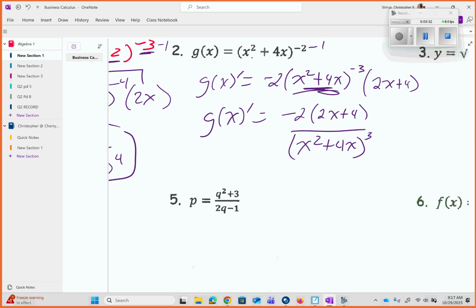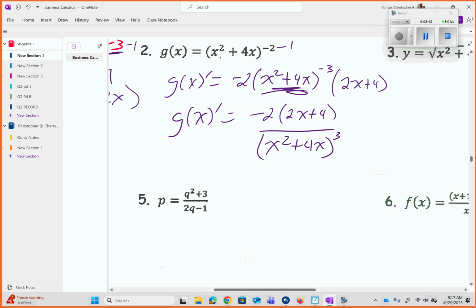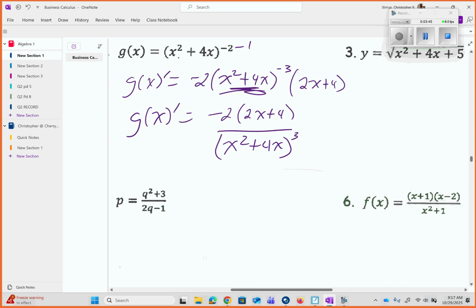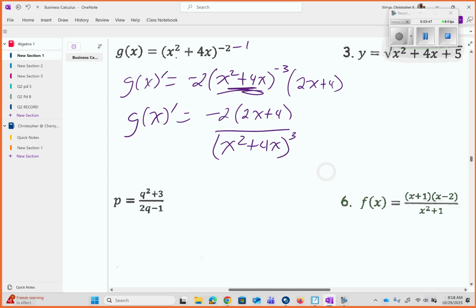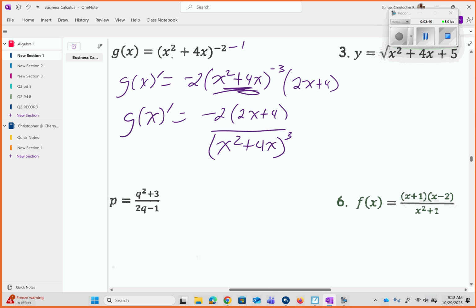And I don't know if number 3 in particular is going to be seen on the test, but I want to show you how to do it regardless. Did everyone get that written down? Any questions? We're good? All right.